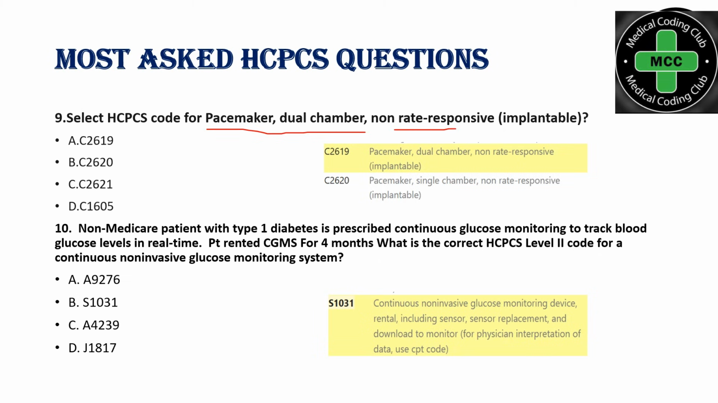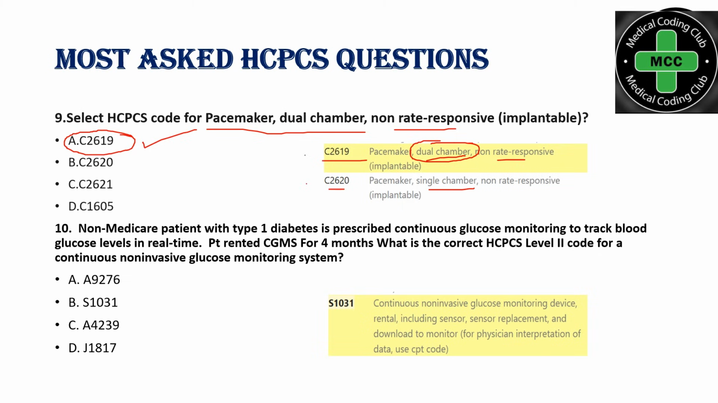So here our question is non-rate responsive. You can see the description. C2619 is dual chamber non-rate responsive. C2620 is pacemaker single chamber. We have a question regarding dual chamber and non-rate responsive, so the answer is C2619. Option A is correct.